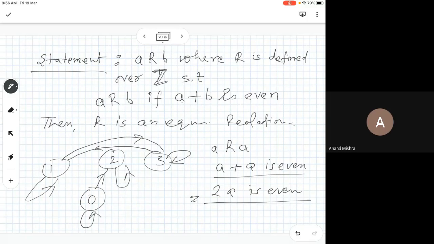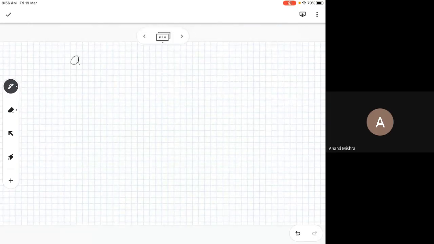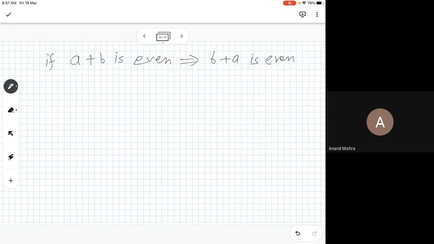Another thing we need to prove is, if A plus B is even, that implies B plus A is also even. Very trivial, right? If A plus B is even, that means B plus A is even. So if A is related to B, then B is also related to A. Right? We have proved symmetricity.